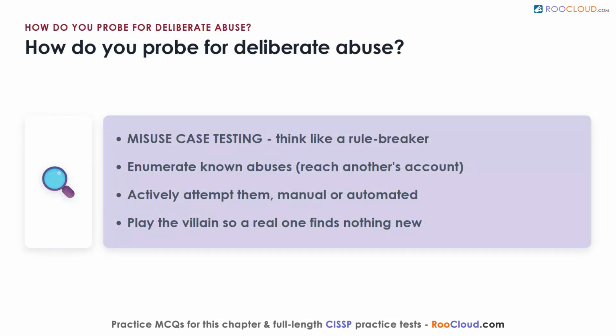How do you probe for deliberate abuse? Through misuse case testing. Here you flip your perspective and think like someone trying to break the rules. First, you enumerate the known ways a user might abuse the application, like manipulating inputs to reach another person's account or drain an overdrawn balance. Then you actively attempt those abuses, by hand or with automated tools, to see if the software holds. It is the practice of playing the villain in your own story, so a real villain finds nothing new.